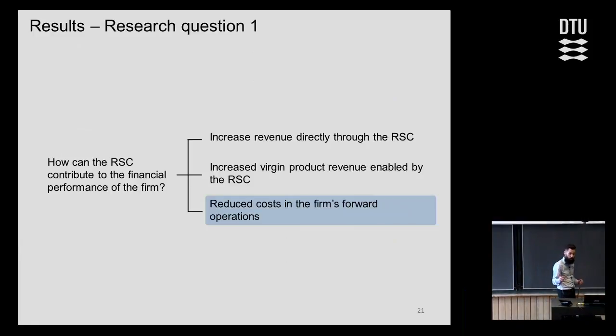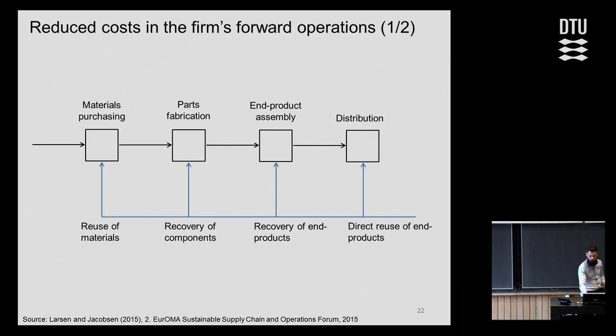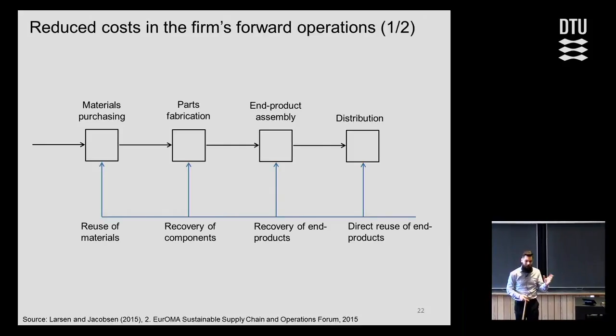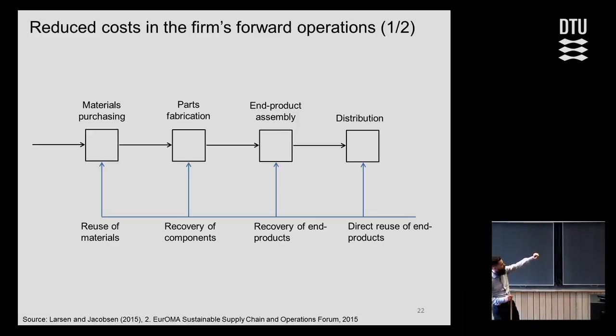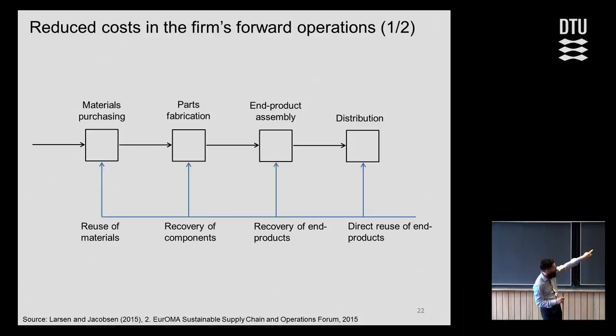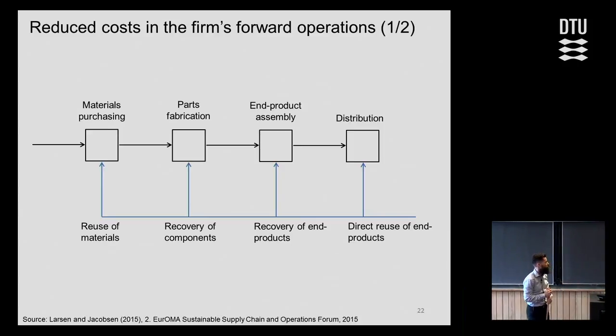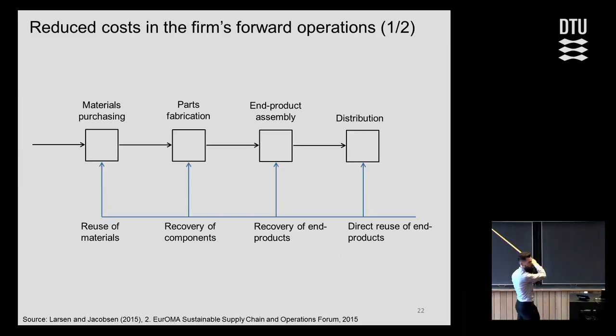The third one is how can the reverse supply chain reduce the costs of the firm's forward operation? Most of these ways are captured by this slide that has to do with replacing the flow in the black arrows by using the flow through the blue arrows. That's the essence of this slide. If we take the right-hand side, there the firm directly reuses an end product, maybe takes a product back and repackages that product and puts it into the finished goods inventory. If the firm does that, then it means that the firm will avoid all the costs upstream. The same with the other ones.